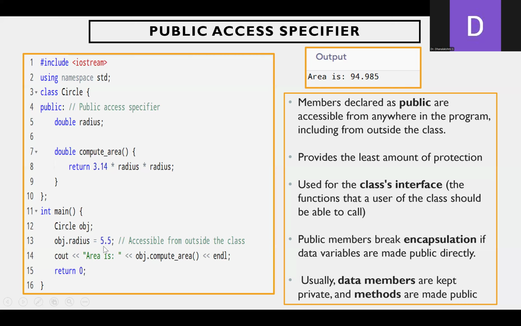Object.radius is equal to 5.5. It's given, as I said, it could be accessible from outside the class itself. So it assigns the value of 5.5 to the object's radius member. Because radius is public, this is allowed. Next, printing cout area, you're going to print out the value for this.